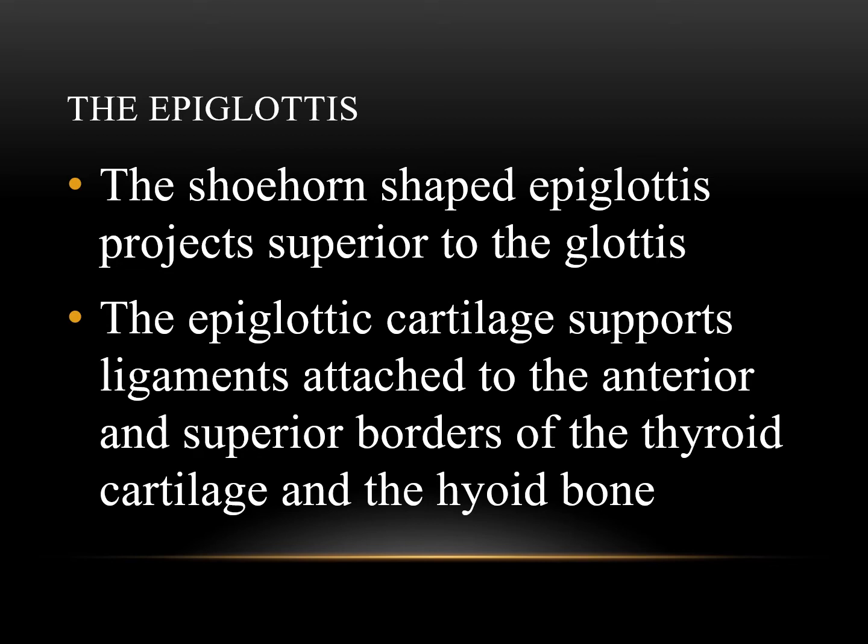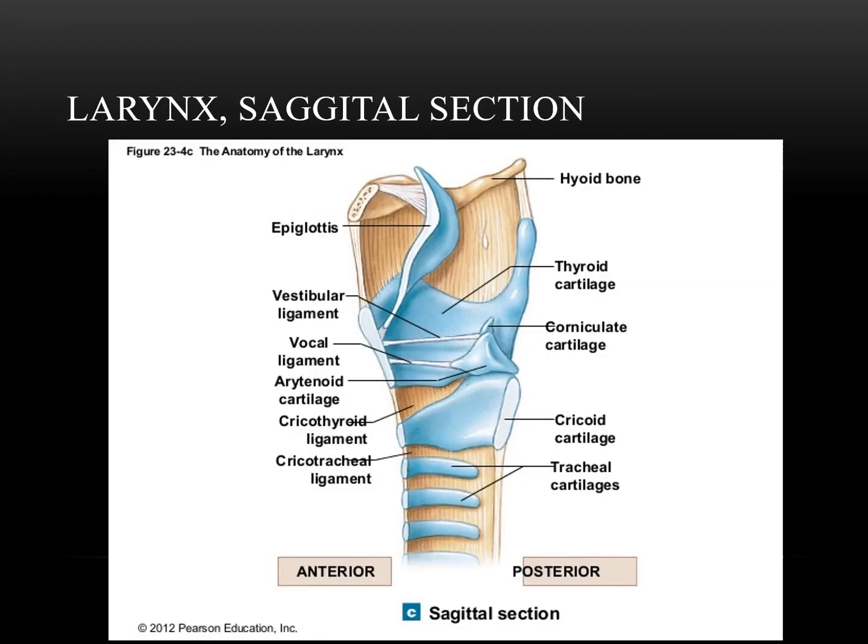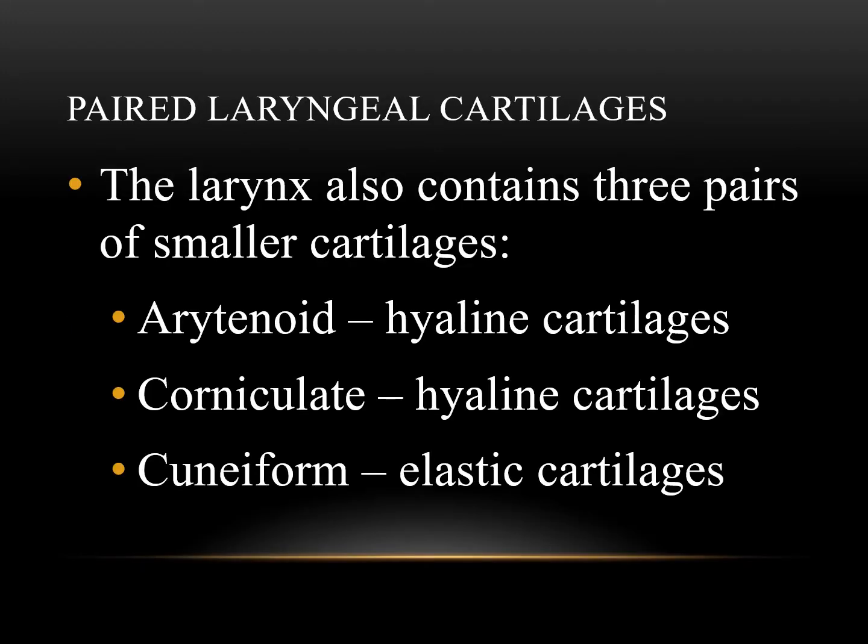The shoehorn-shaped epiglottis projects superior to the glottis. The epiglottic cartilage supports ligaments attached to the anterior and superior borders of the thyroid cartilage and the hyoid bone. The larynx also contains 3 pairs of smaller cartilages: the arytenoid hyaline cartilages, corniculate hyaline cartilages, and cuneiform elastic cartilages.